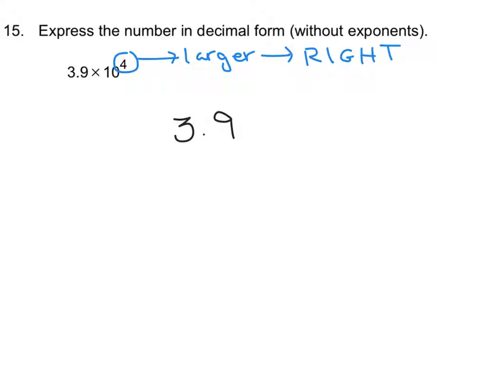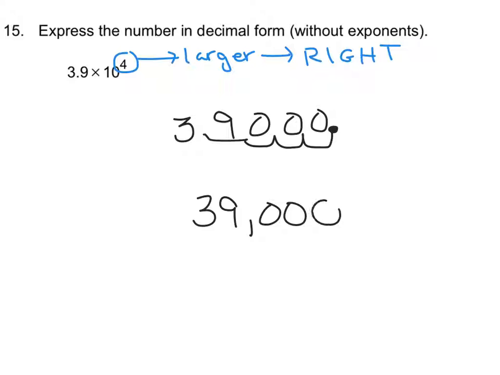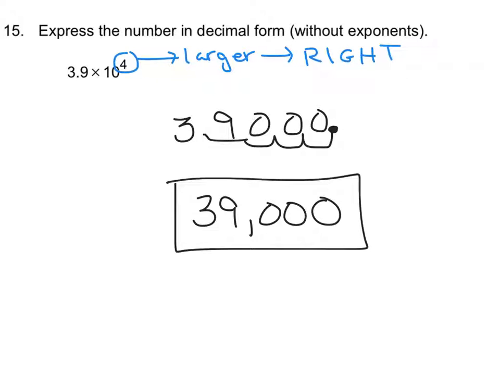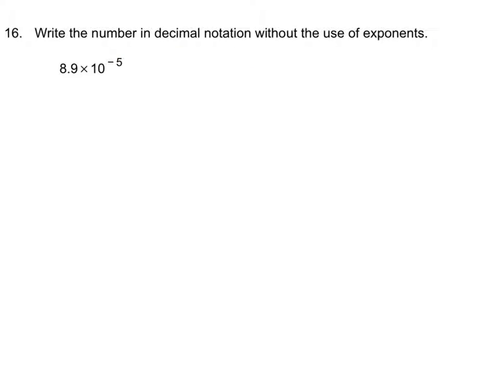So I'll take the decimal and I'll move 1, 2, 3, 4, and I'll place zeros in my spaces. So my new number is 39,000. Write the number in decimal notation without the use of exponents. 8.9 times 10 to the negative 5.